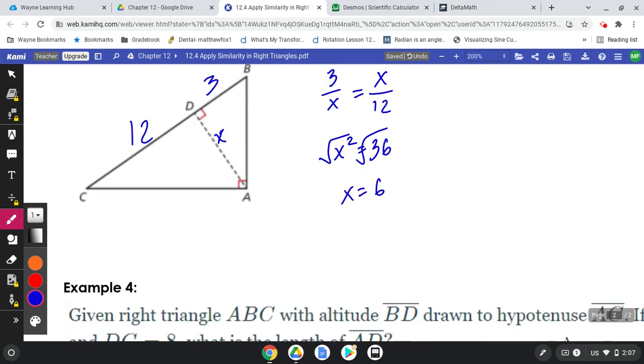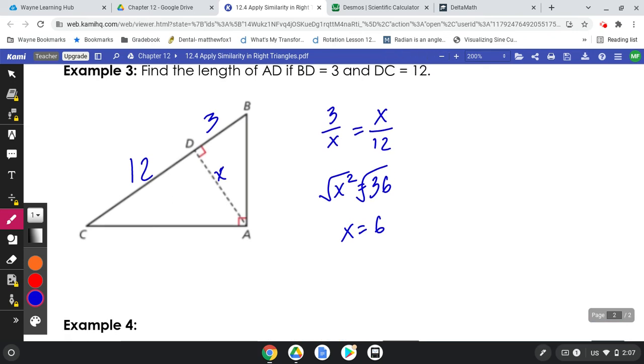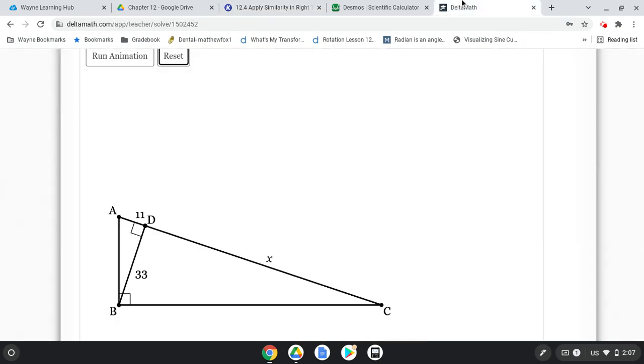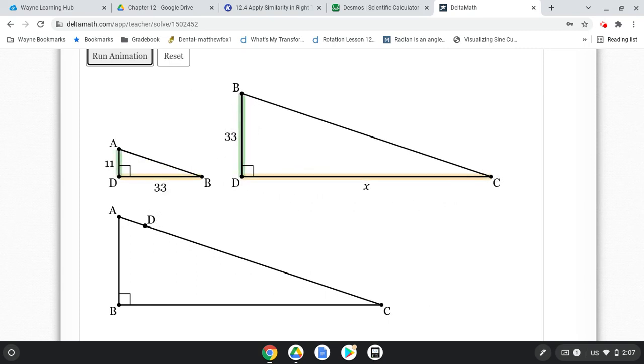All right, 2 more examples. And one way you can kind of visualize this, Delta Math does it. I want to maybe see if you can visualize this. If you're trying to find for this x, if I run the animation, you can watch. You see how it rotates these around, and now you can see that the 11 and the 33 match up, the 33 and the x match up. Meanwhile, both of those match up here. AB matches up with AD and BD.